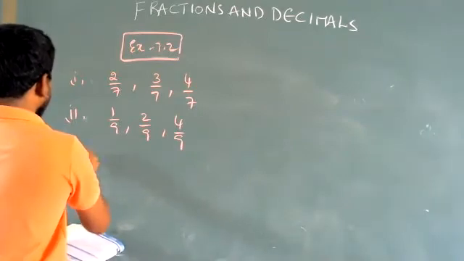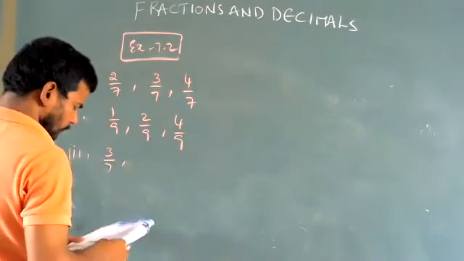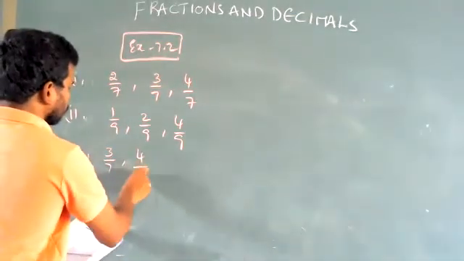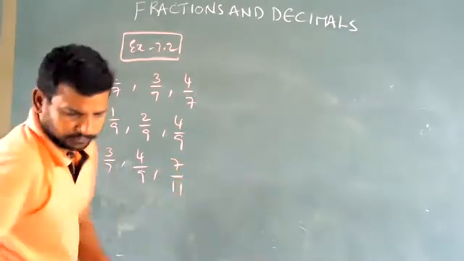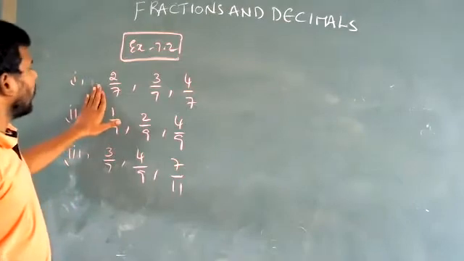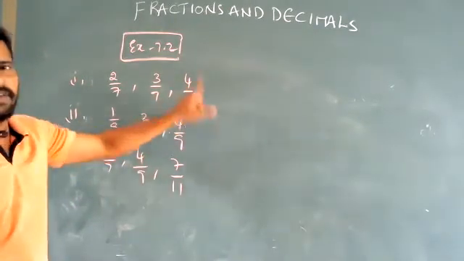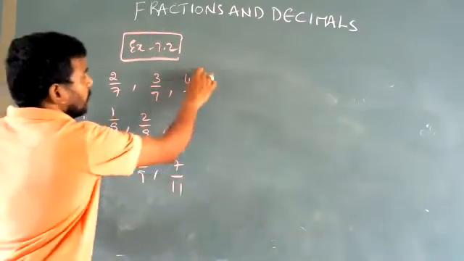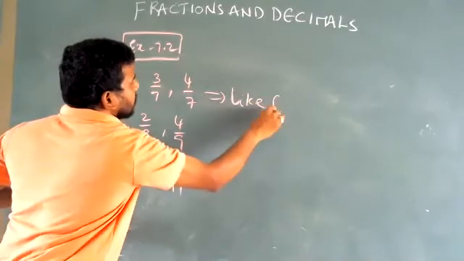Third group, 3 by 7, 4 by 9, 7 by 11. First group, 2 by 7, 3 by 7, 4 by 7. Denominators 7, 7, 7. All are same. So this group is a like fraction group. Like fractions.